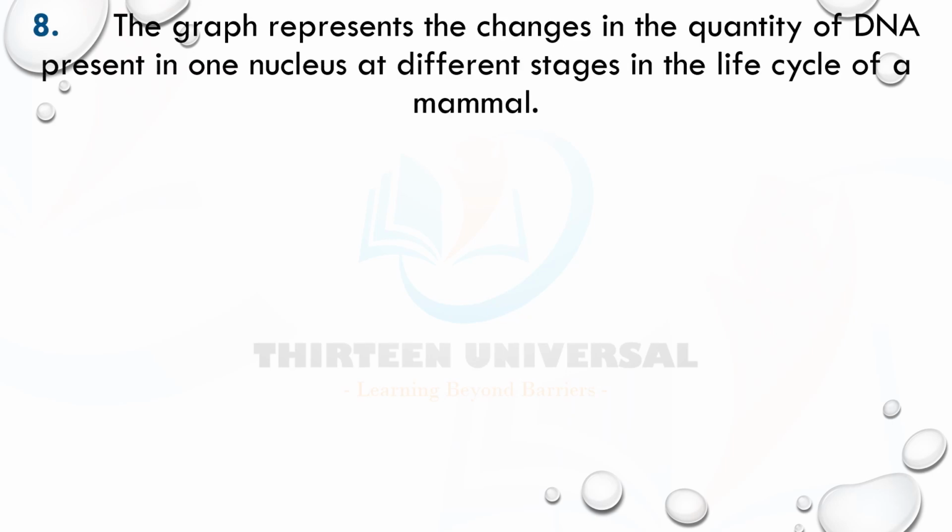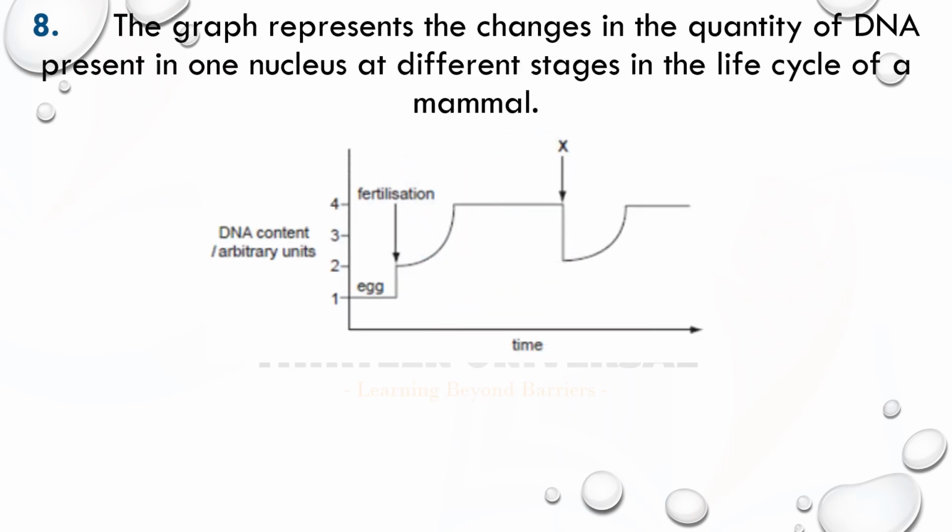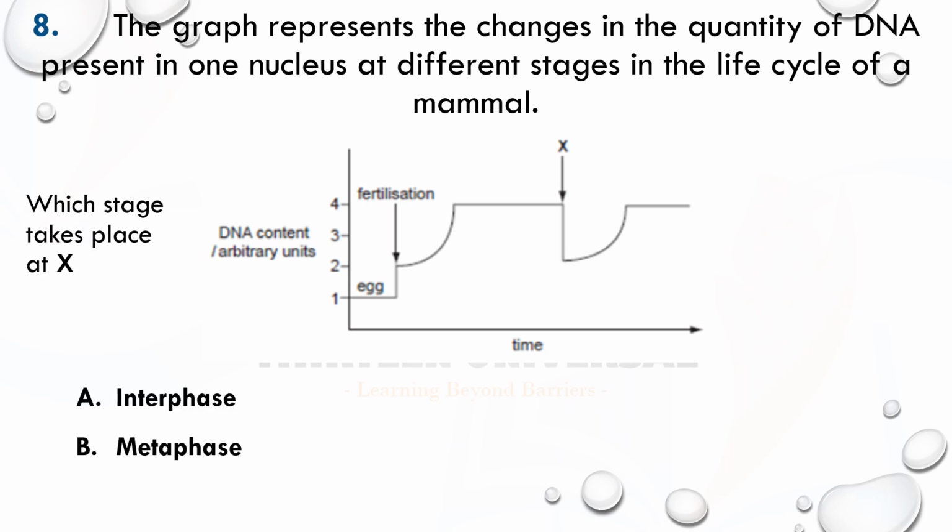The graphs represent the changes in the quantity. This question is on the mitotic cell cycle. We have done it before, on one of the series in mitosis. Please watch it. Just to mention here, X is when the DNA content decreases, that is when the cell is splitting, in telophase, because cytokinesis starts in telophase. But just watch the video there, right?